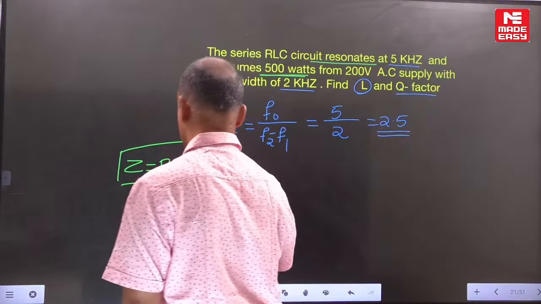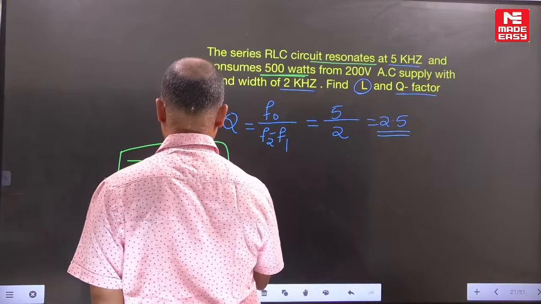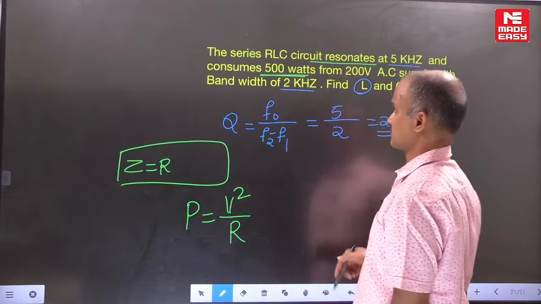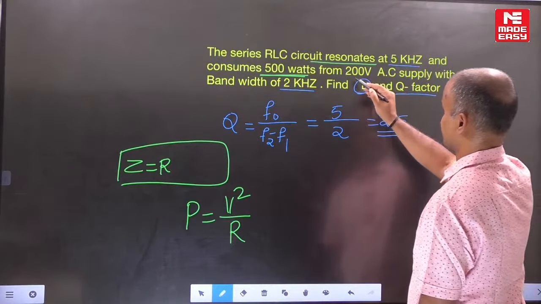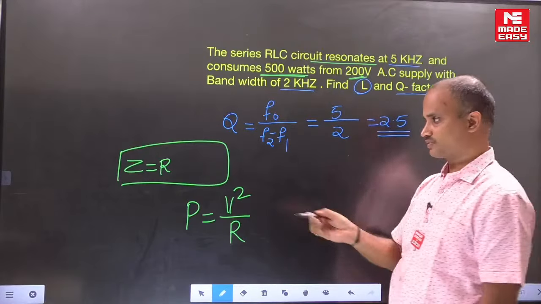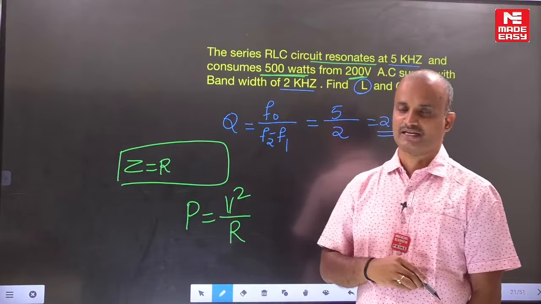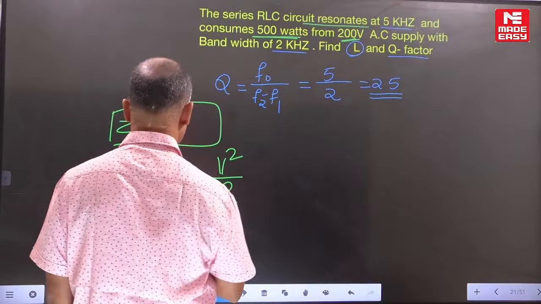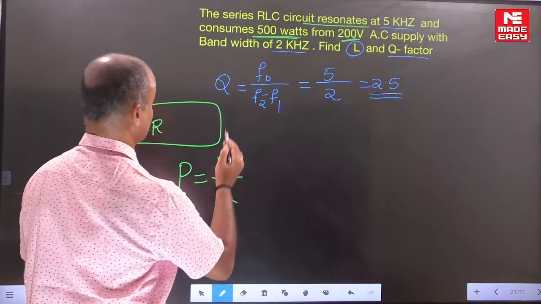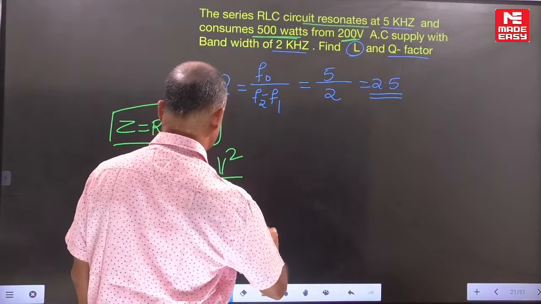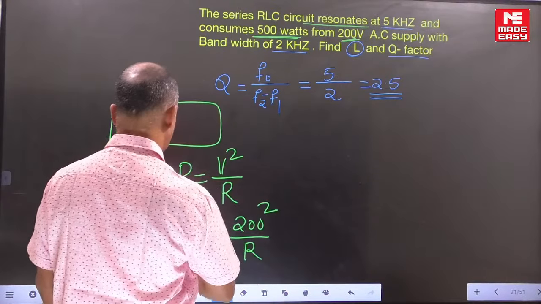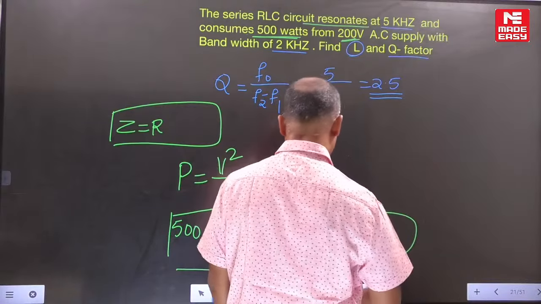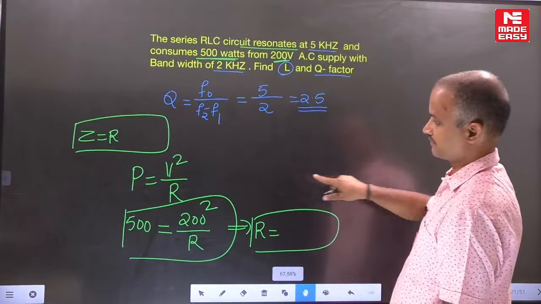Then to conclude the power dissipation, we can simply write V square by R, because in the data itself the source voltage was given. What is the source voltage? 200 volts. At the resonance condition, the imaginary part is equal to 0 and only the real part is present. Can you substitute the respective values? The power is 500 and the voltage is 200. By simplifying this, first find the resistance value. Anybody have an answer?